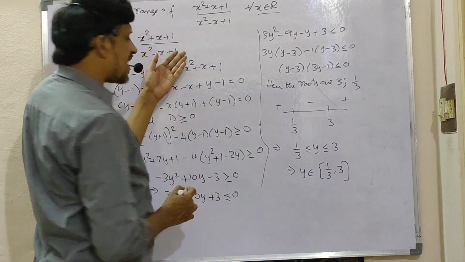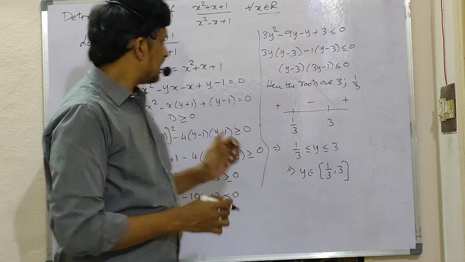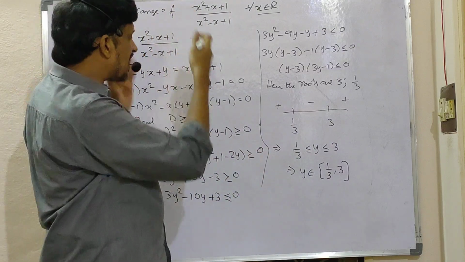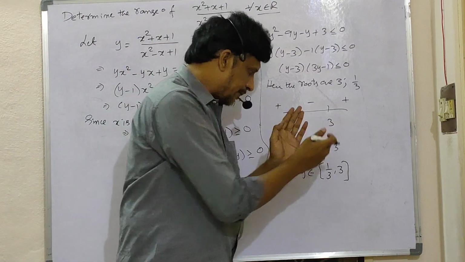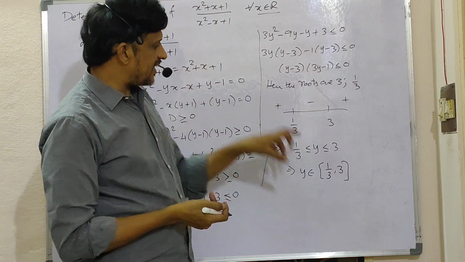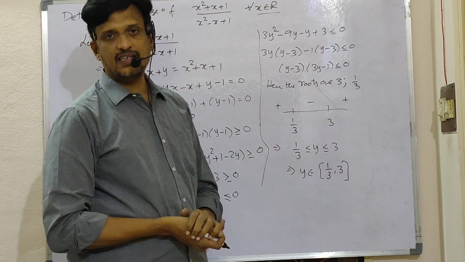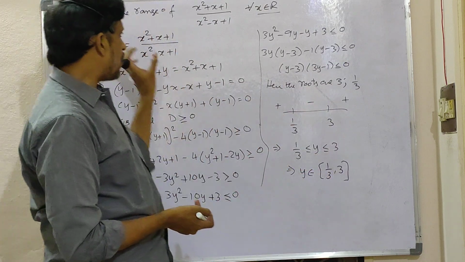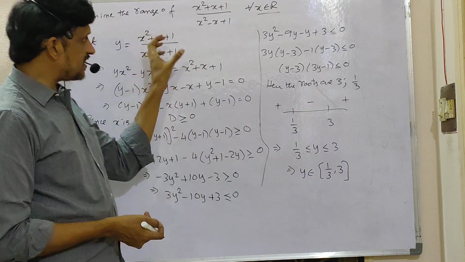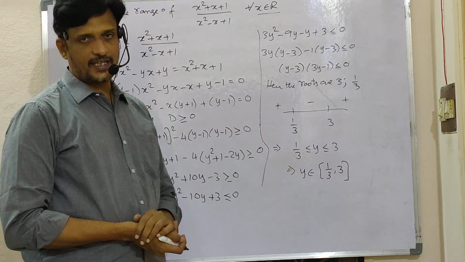Y means one of the values of the given expression lies in the interval 1 by 3 to 3. That means the value of the expression always belongs to 1 by 3 and 3. So the least value of the expression is 1 by 3 and the maximum value of the expression is 3. Like that you can say. The range of the given expression is the closed interval 1 by 3 to 3.